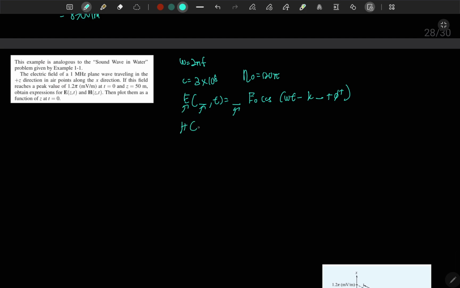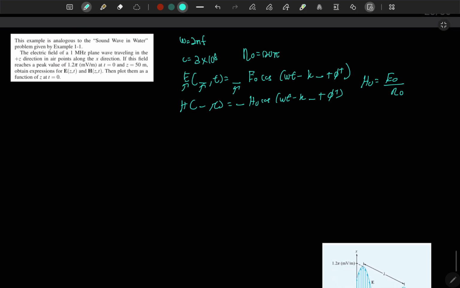Now we would be doing the same for H. So H naught cos(wt minus kz), it's not minus, it's actually the placeholder. So H naught is equivalent to E naught over the natural resistance, or whatever resistance they have given. In this case it's the natural resistance in air.